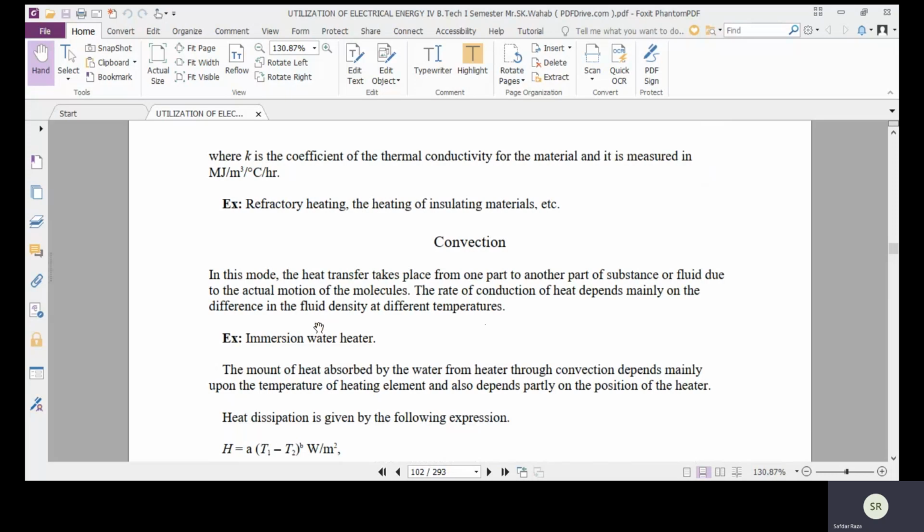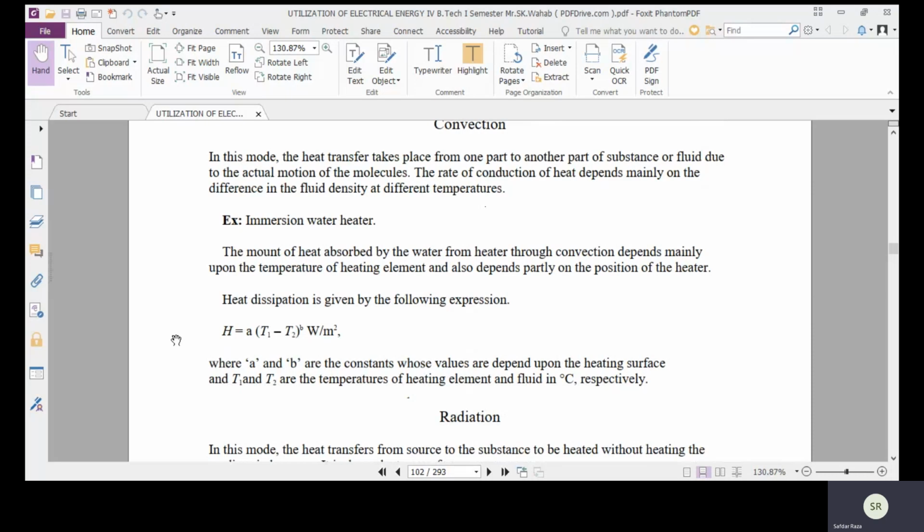An example of convection heating is the immersion water heater: how water is heated in an electric kettle, in an electric geyser, or any other appliance. The amount of heat absorbed by water from the heater through convection depends mainly upon the temperature of the heating element and also depends partly on the position of the heater. So in convection heating, the position of the heating element, which may be metal, plays a very major role.